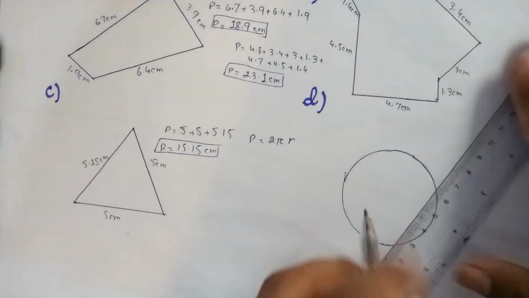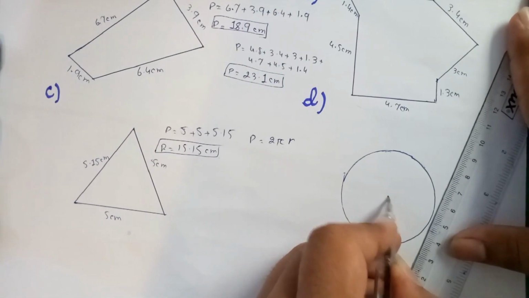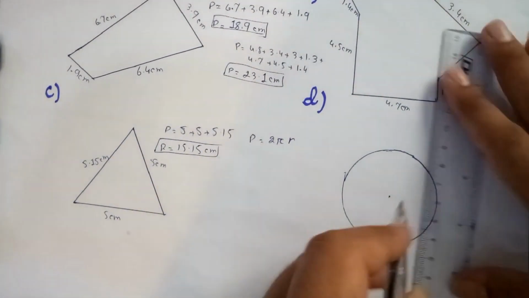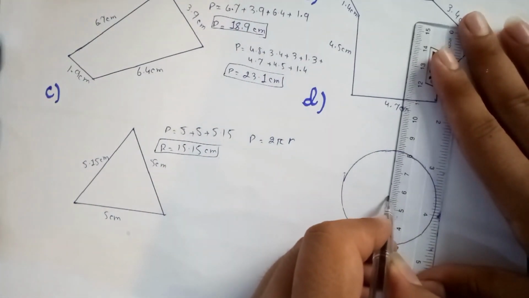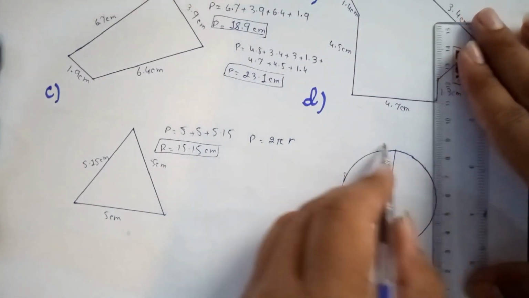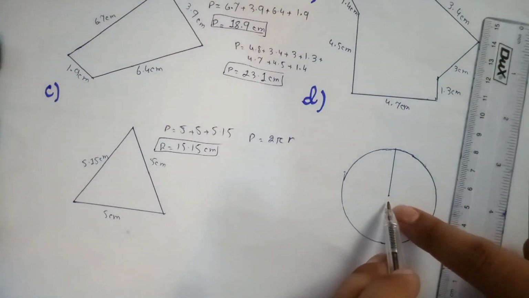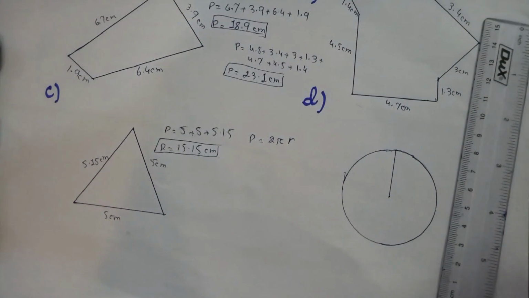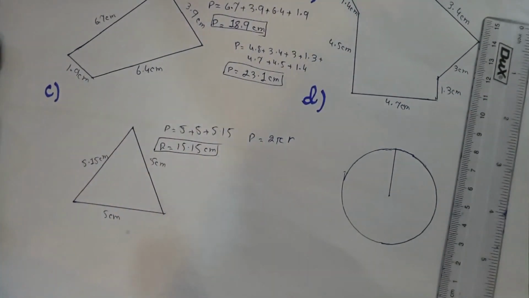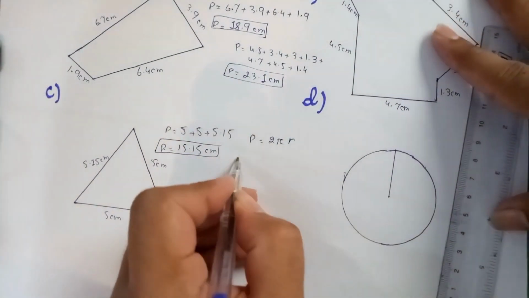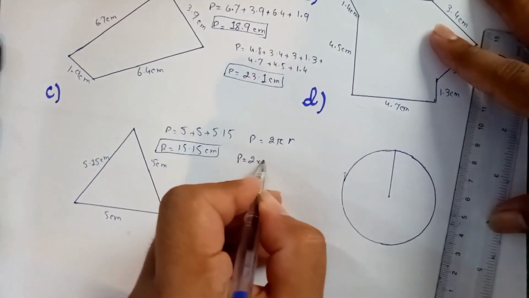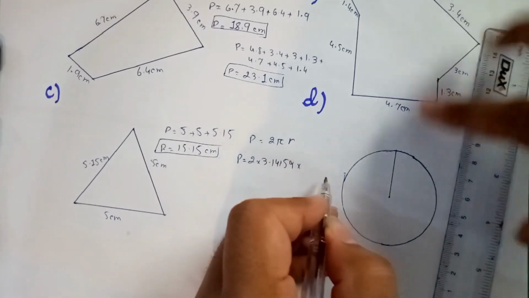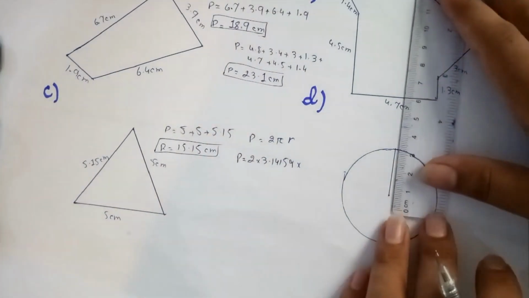It means that if this is the center of the circle, so radius is actually the distance from the center to the circumference. It means the distance between the center to the boundary of that circle is equal to the radius of that circle. So we just have to put the values here. So 2 multiplied by pi, 3.14159 is the value of pi, multiplied by radius. So what is radius? Actually now we have to measure the radius here.